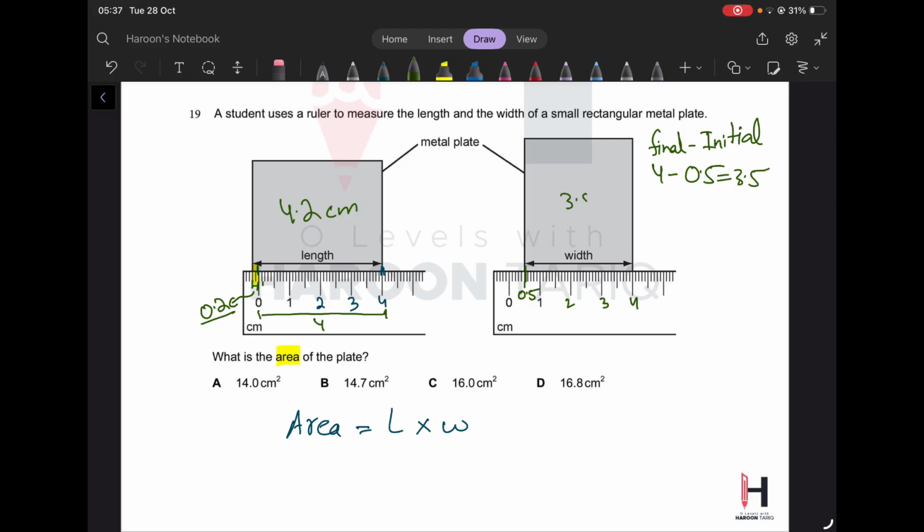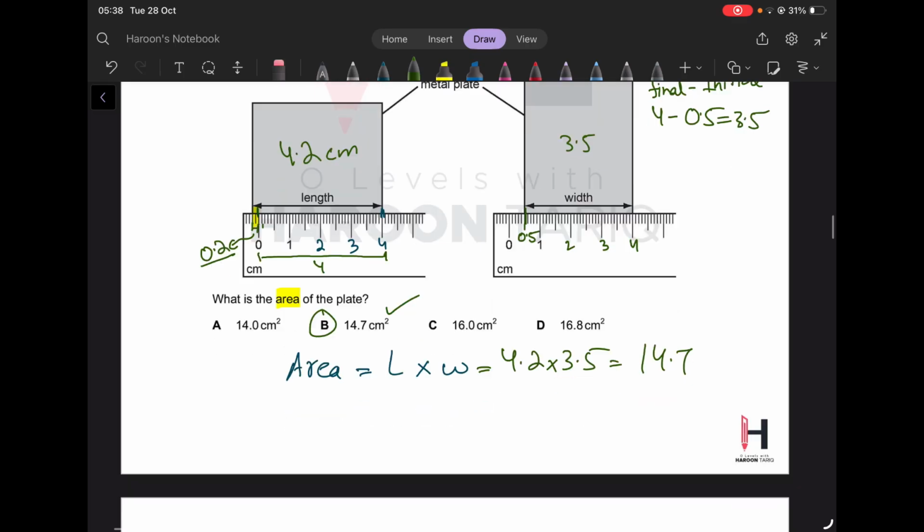So 3.5, I'll just put it in this formula, length times width, 4.2 times 3.5. Let me just put this in my calculator, and then we'll see what the actual answer is. 4.2 times 3.5, 14.7. So do we have an option with this? Yes, B is the correct answer.